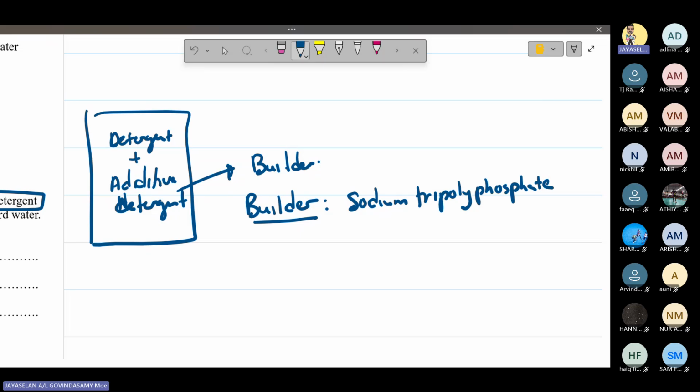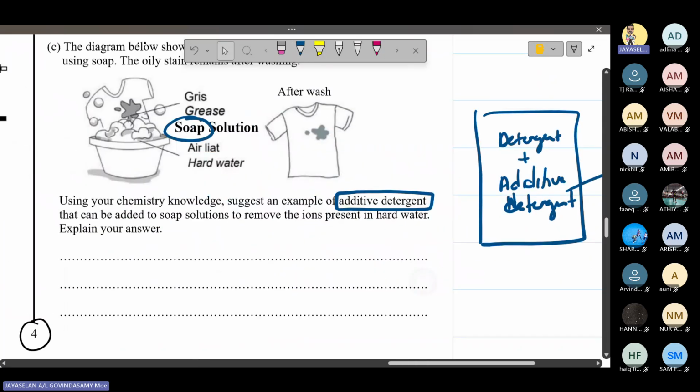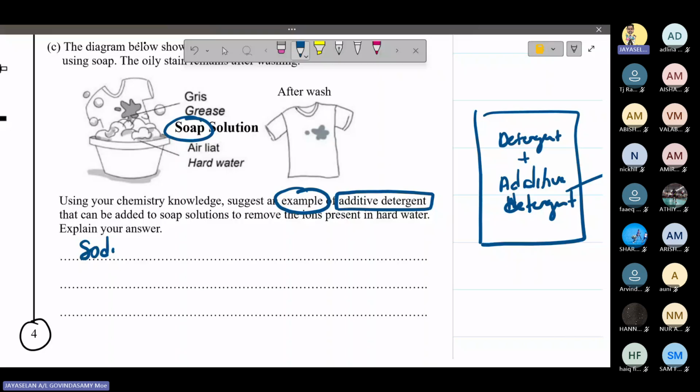Okay, can? So what is the function of builder? It will soften the hard water. It will remove two ions. Remove the magnesium ion and calcium ion from the hard water. Okay, so dia kata di sini, what is the additive detergent? Suggest example of additive detergent. You guys suggest what? Sodium tripolyphosphate.